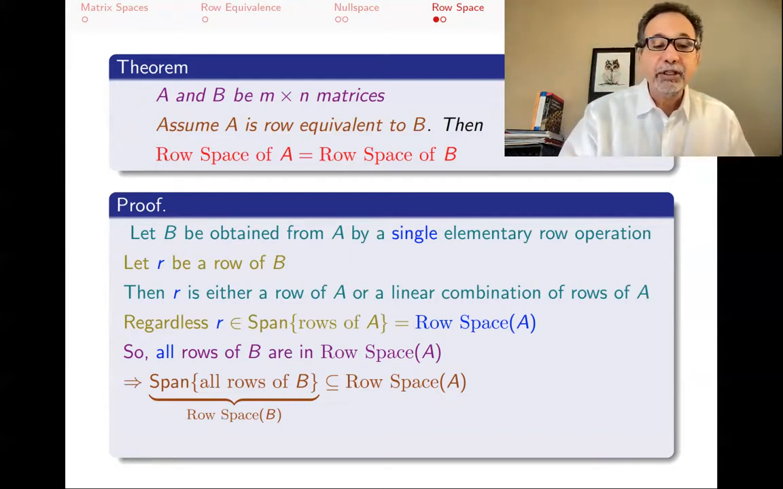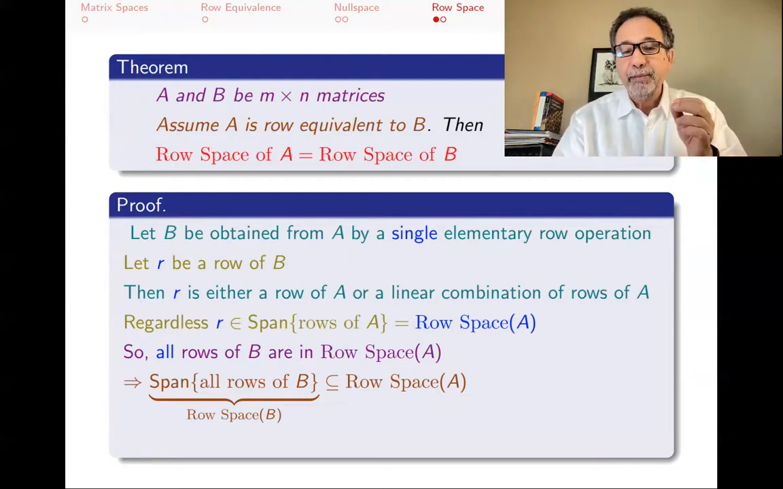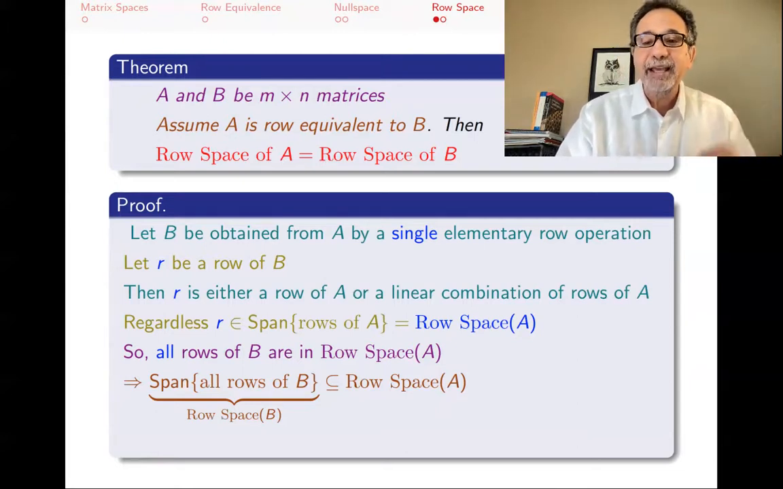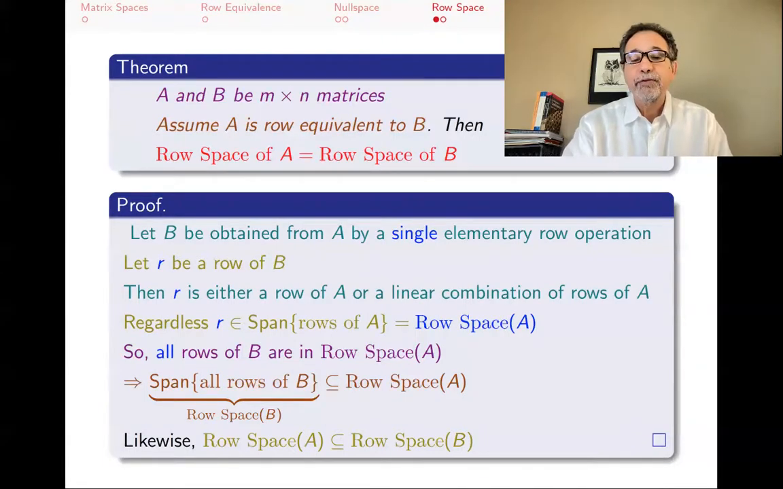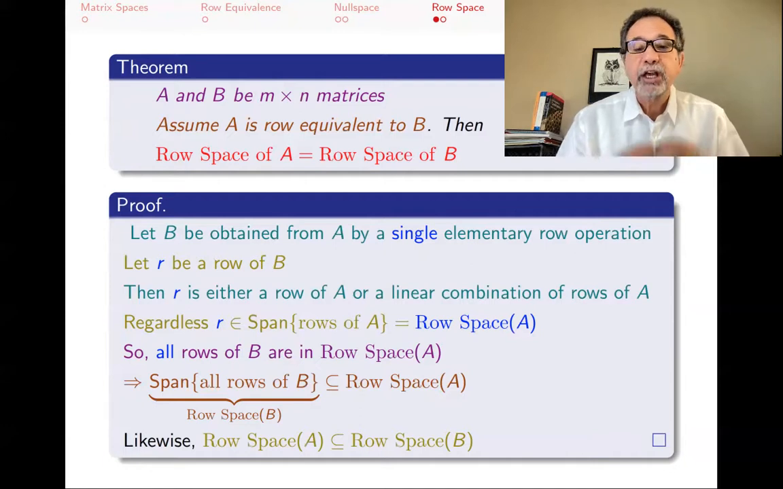But again, if you can get from A to B by a single elementary row operation, you can get from B to A by a single elementary row operation also. And therefore, the row space of A is also a subspace of the row space of B. Since we have both inclusions, the two row spaces are the same, and we're done with the proof.